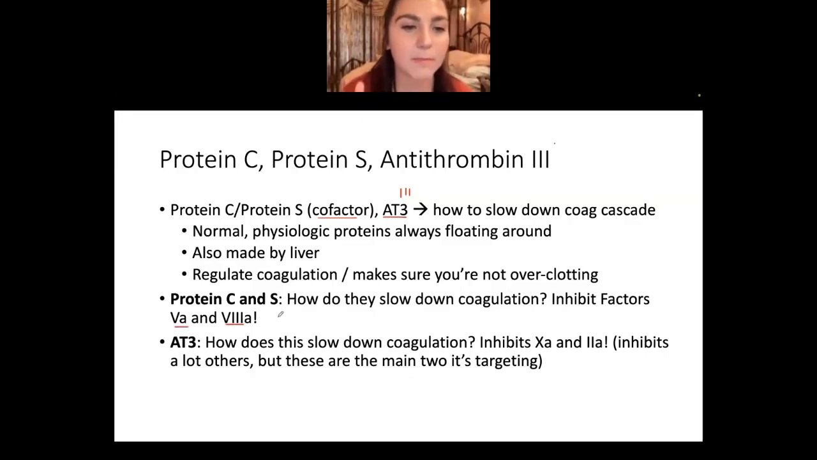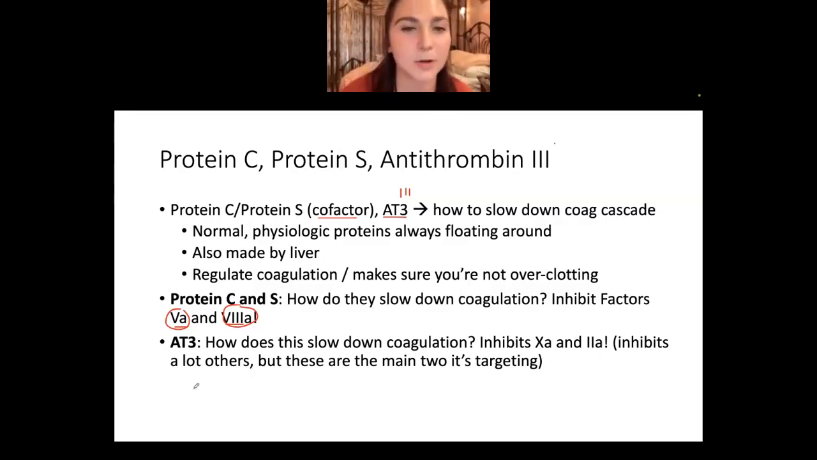So what I didn't put on here, but basically what they do is they interact with factor 5 and factor 8, and don't allow the formation of the activated forms of each. Okay, so that's what I mean. They inhibit, I should really write, technically they're inhibiting the formation of 5A and 8A. So they're cofactors for 5 and 8, and they're blocking the production of 5A and 8A.